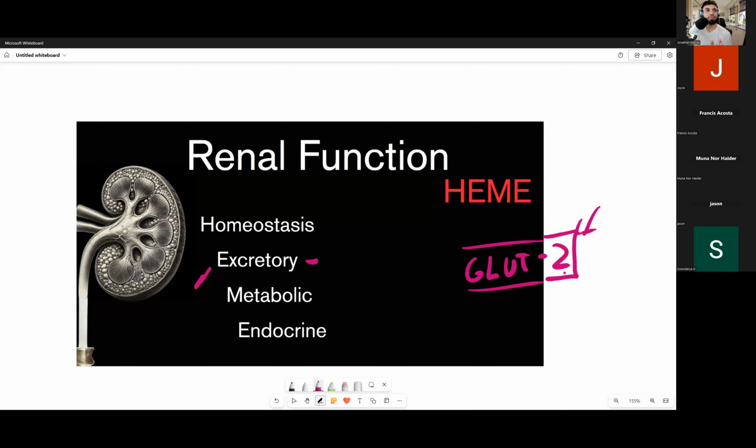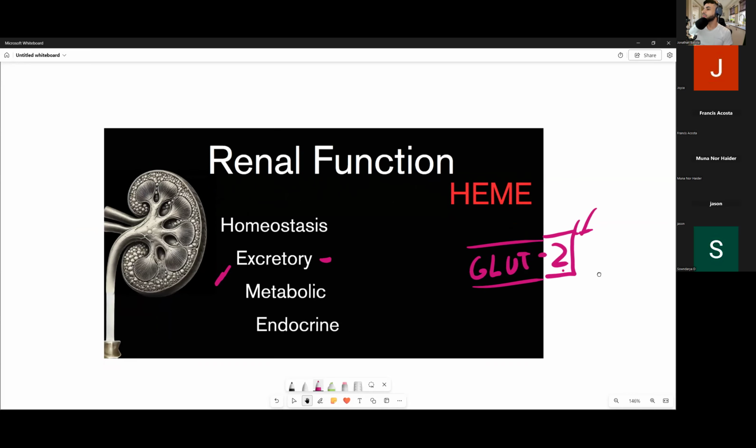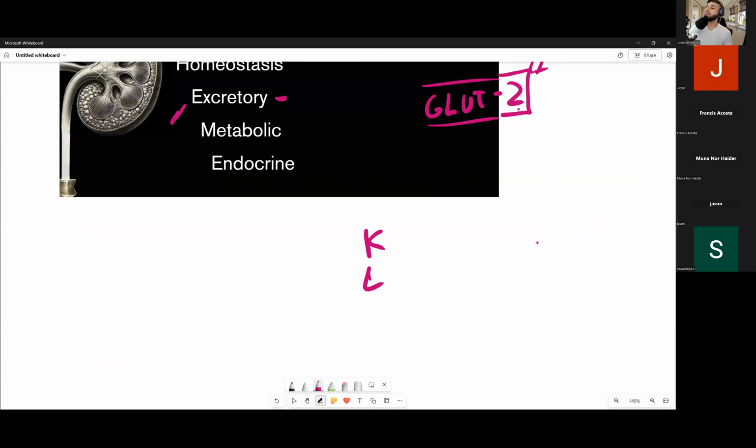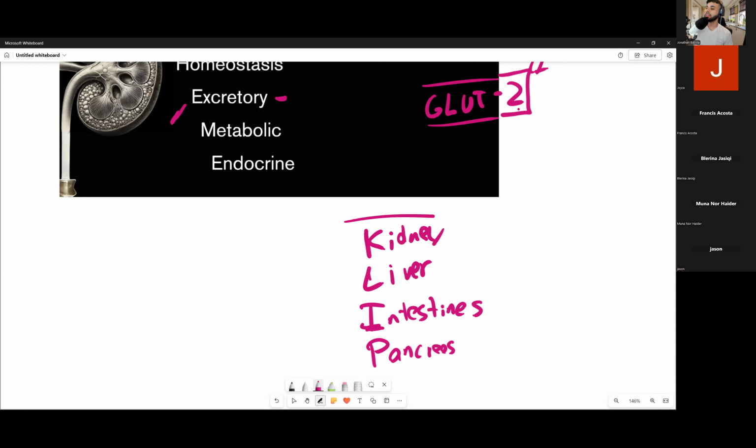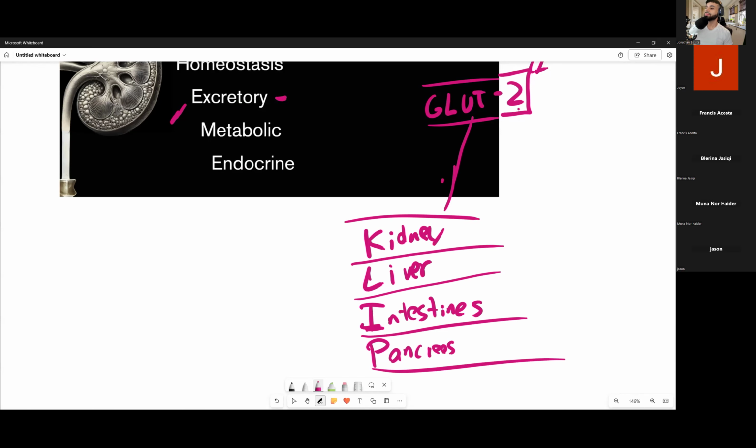So let me get this for you. CLIP is, write it down here. CLIP. These are basically systems that are able to use GLUT2 expression. And so we have the pancreas, the intestines, small intestines to be exact, we have the liver and kidneys. So let's remember that, everybody. This basically is using GLUT2.